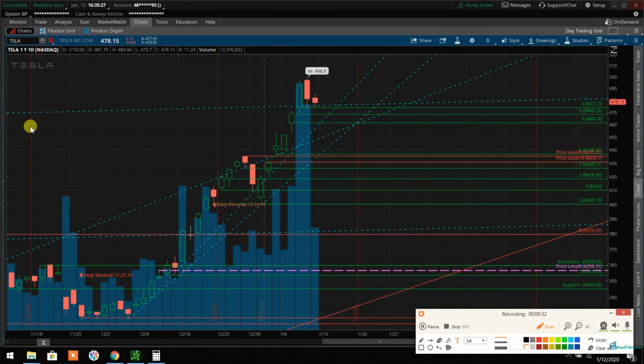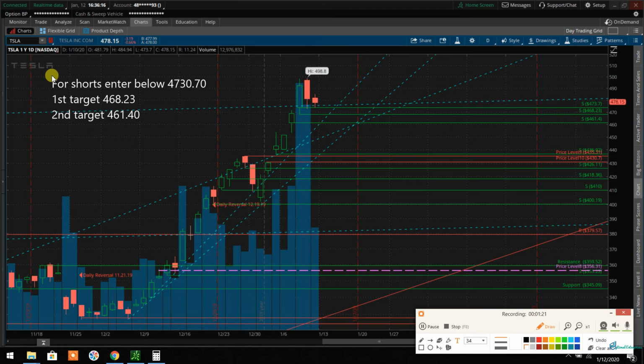So for shorts, enter below 473.70. First target 468. Second target, if the market is still looking like it's going to make it there, 461.40. But first target is going to be the primary point that we're looking for, 468.23 from 473. That is $5. That's plenty of money on your option.